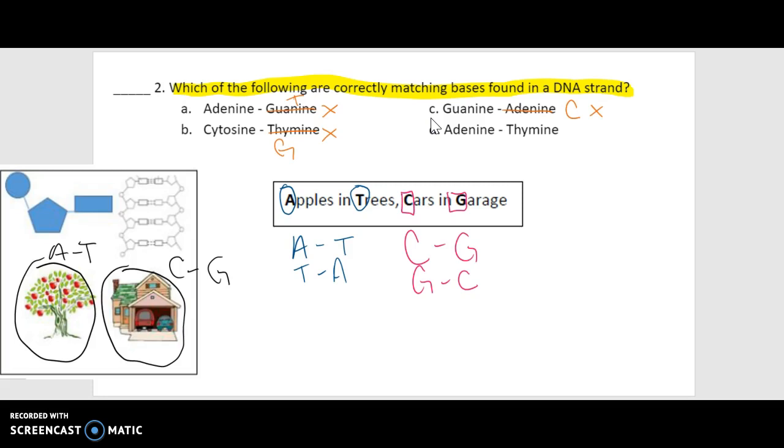Last choices are adenine and thymine. Remember, A and T go together. Sounds like a match. Our best answer choice for 2 is D.